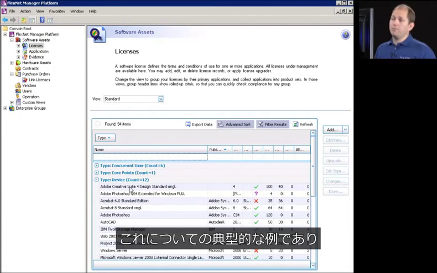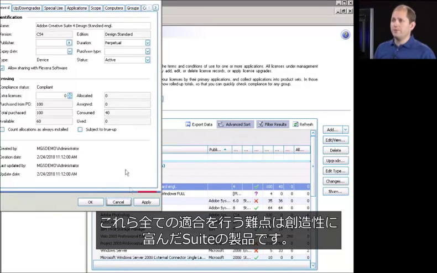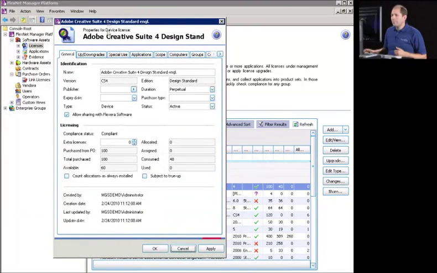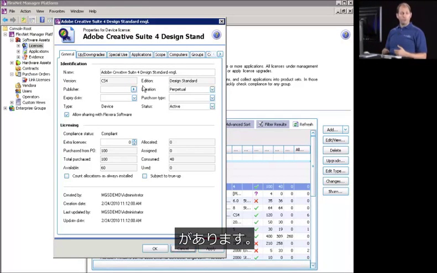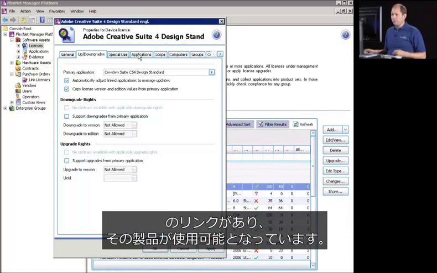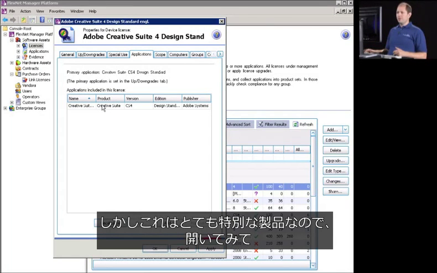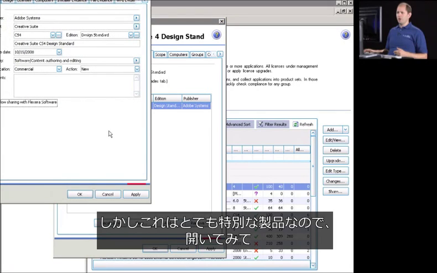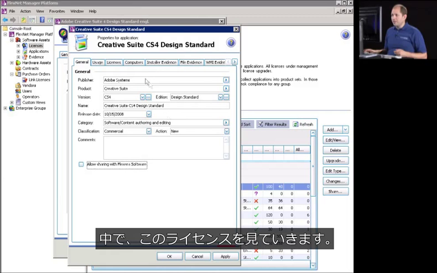And one prime example of this and the difficulty of doing all of this matching is the Creative Suite product. So just here I've got Adobe Creative Suite 4, which I instantiated from another one of those SKU objects. Now here it's got a link to a Creative Suite CS4 design standard and allows me to use that product. If I go to the applications, that's all I'm allowed to use. But this is a very special product. So let me open that up. And inside that I'm going to have a look at this license.